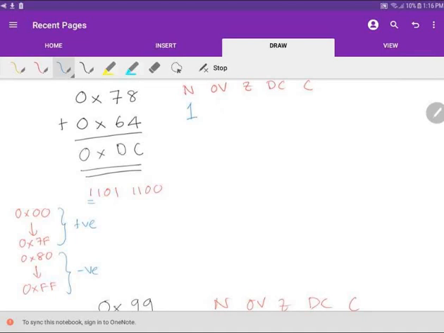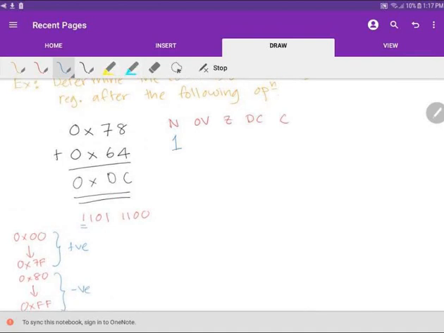Overflow. Now, do we have overflow? Okay, how do we know whether we have overflow or not? So 78, is it positive or negative? It's a positive number. 64? Positive. Positive plus positive is supposed to get? But you are getting? So there is an overflow. Is everyone clear? Any question up to this point?